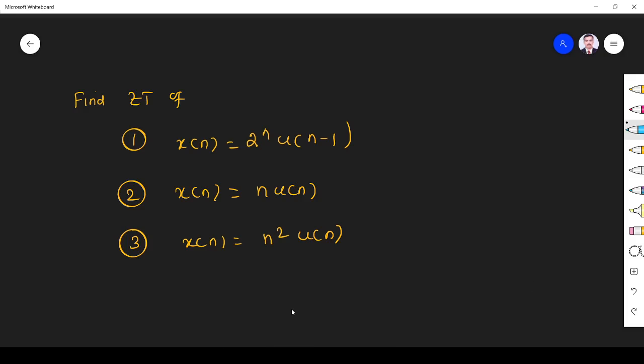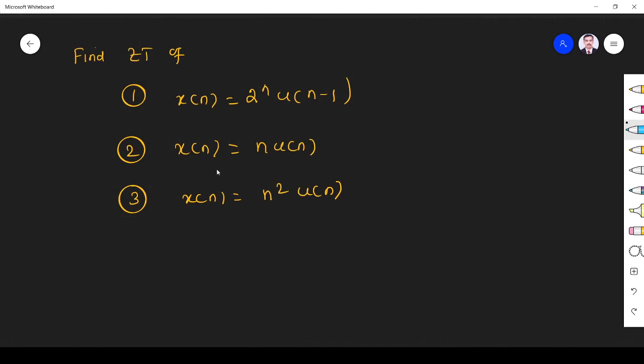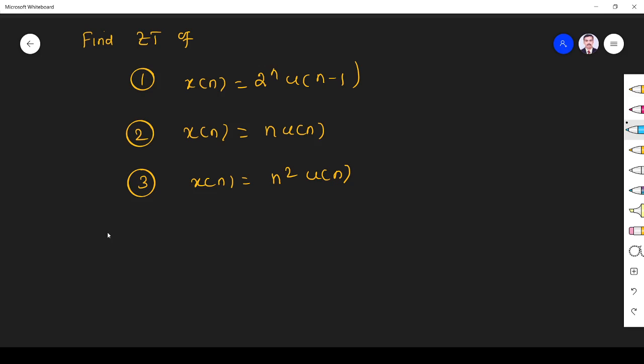Let us see these problems. Find the Z transform of the three problems they have given. So we have to solve, right? We use properties to solve the problem. The first problem is x of n is equal to 2 power n u of n minus 1.